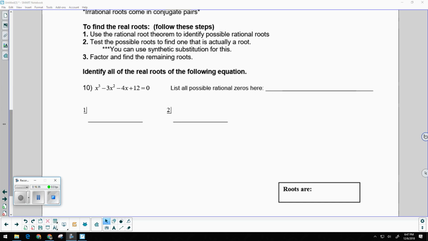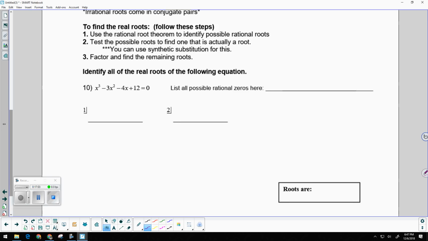Okay, I need another method, and that's what all the stuff we've learned in this chapter is leading us up to. So the first thing you do, and the steps are listed here, because this is a little different, we're not given one of the roots. We don't know. The first thing you do is use the rational root theorem, your P's and your Q's, to list all the possible rational zeros.